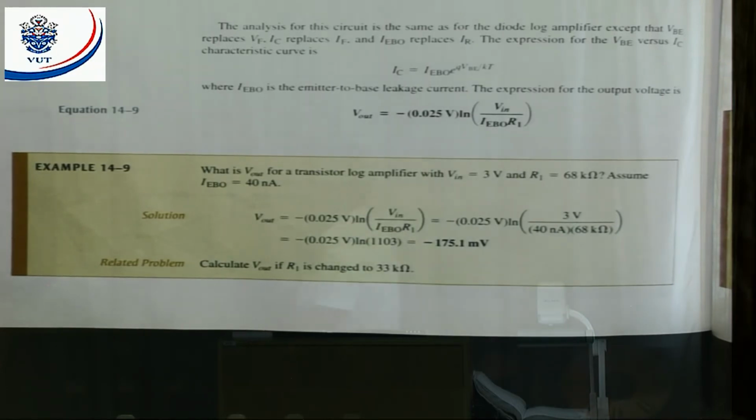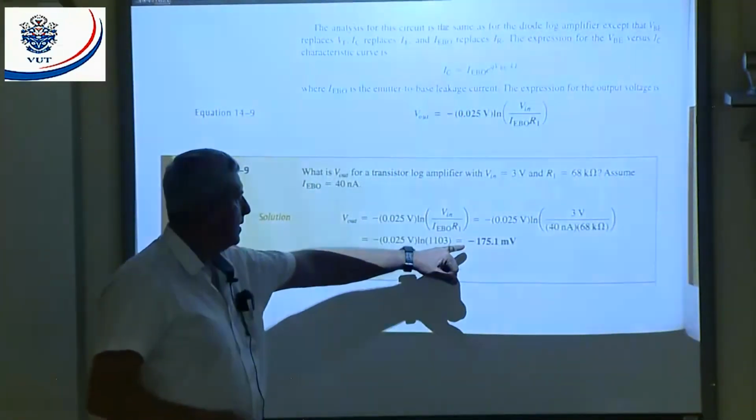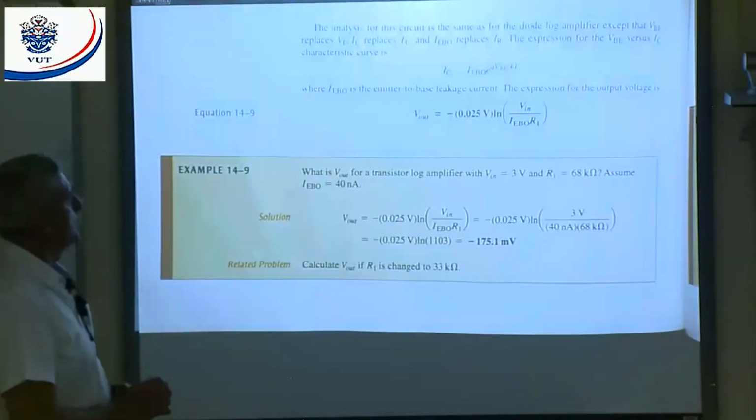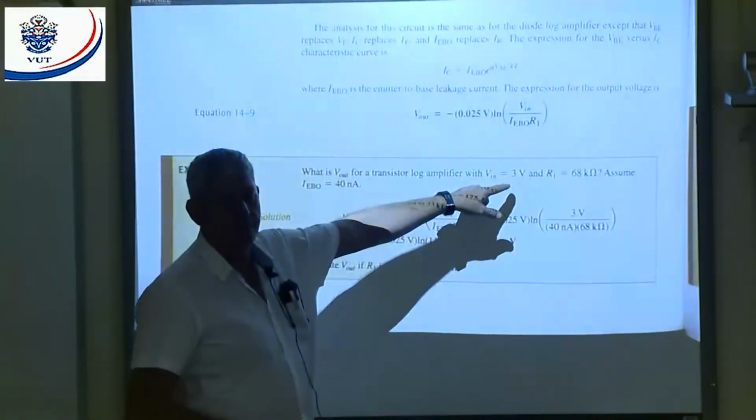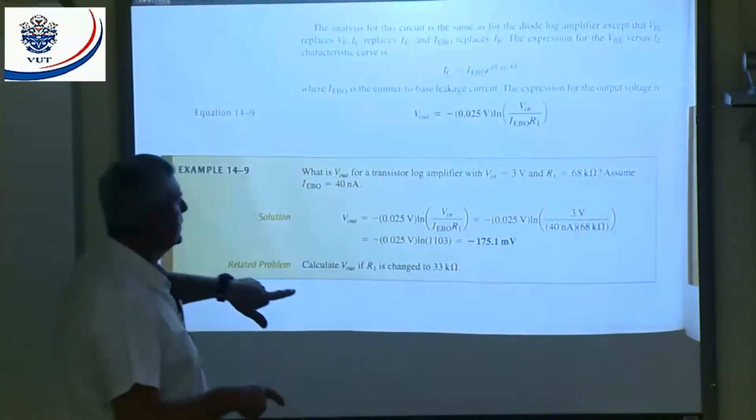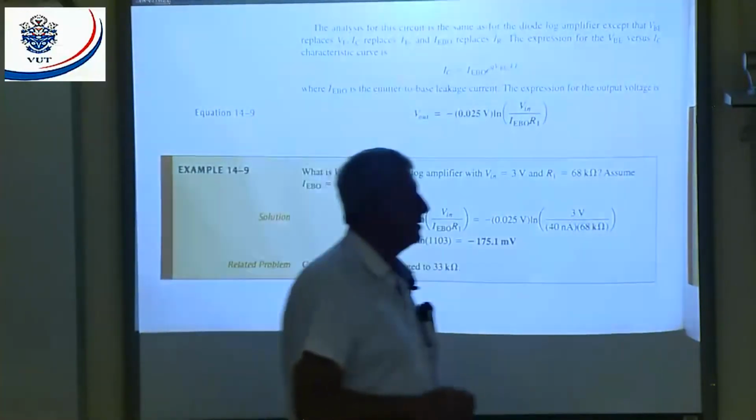If we go and get the log output here, they say what is V out for a transistor log amplifier with V in equal to 3 volts, R1 equal to 68 kilo ohms, assume IEBO equal to 40 nanoamps. Your leakage current will always be very small. Now when we work it out, we get an output of minus 175.1 millivolts. All right. That is a log of this voltage of 3 volts. Now, when we look at the anti-log amplifier, we're going to put that in and we'll see we get exactly the same answer out.